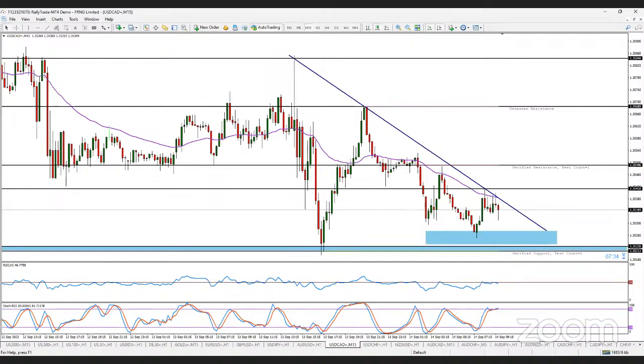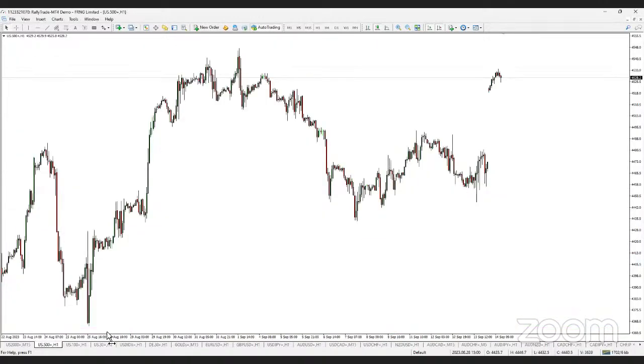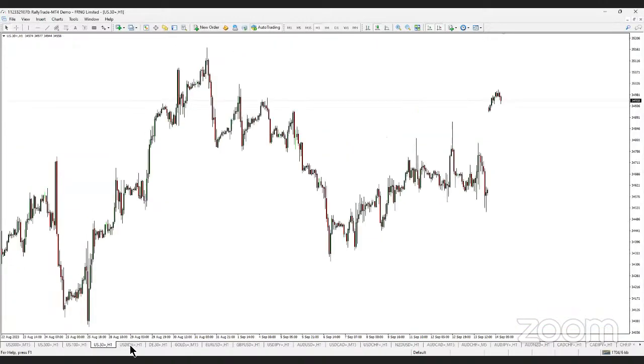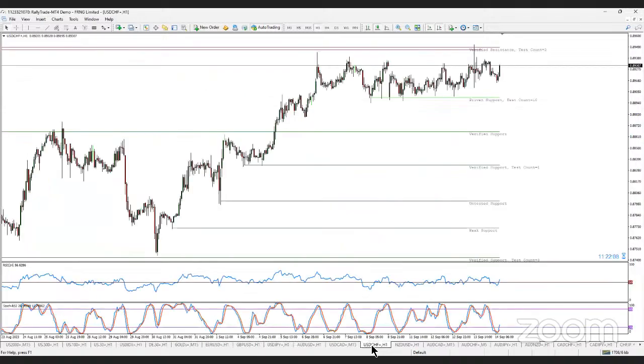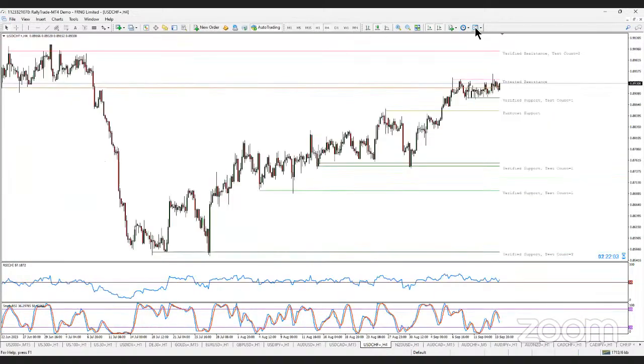CMP means current market price. So USD CAD, 1, 2, 3, 4. So you have just one more. Let me go and look at an index. This index, they are kind of going to be really slow today. Look at USD CHF. Let's see what's going on there.